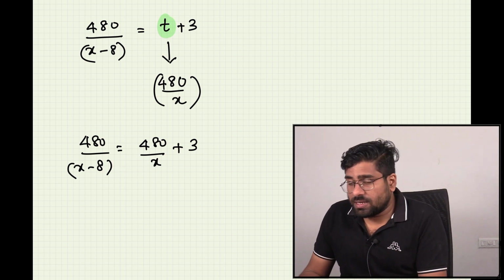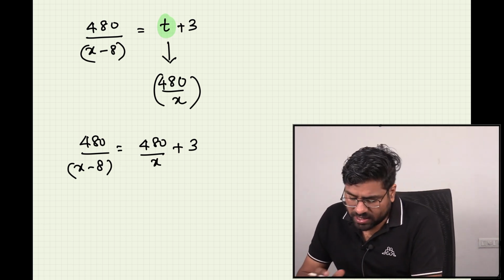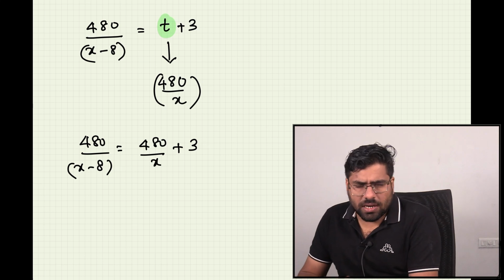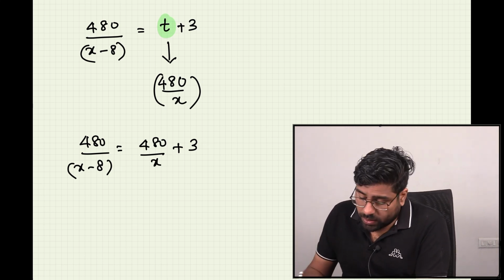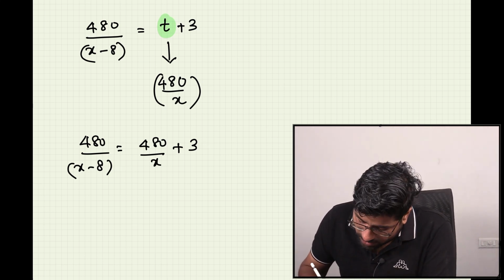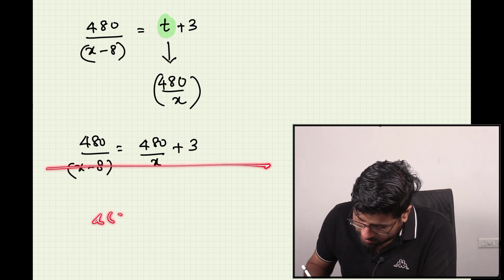480 by x plus 3. Now how can I do that? How can I simplify this? It looks a little bit complicated. In such situations, I would give you an idea. You have to multiply the whole thing by x into x minus 8.